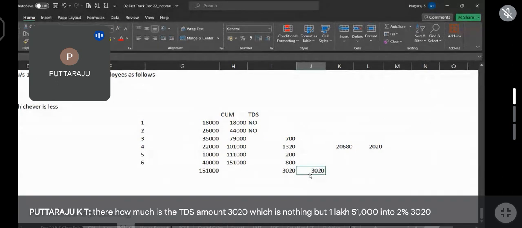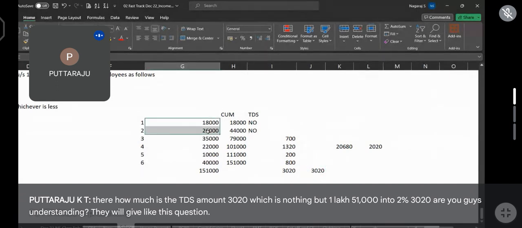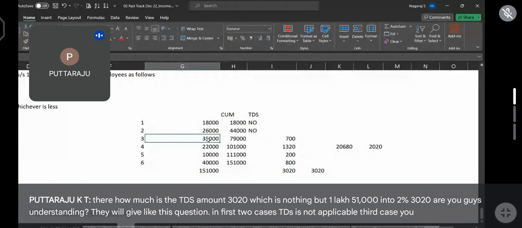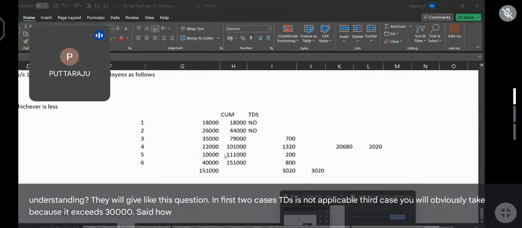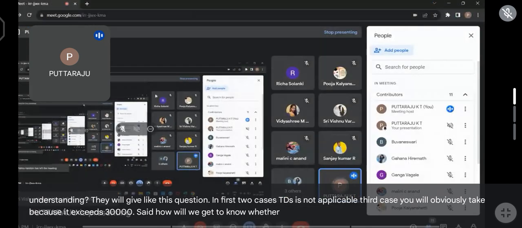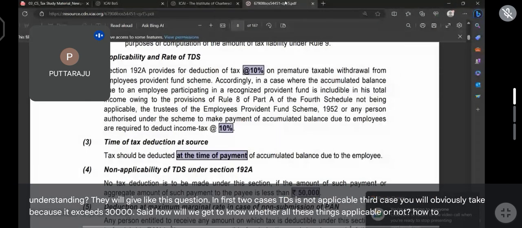Are you understanding? They will give a question like this. In the first two cases, TDS is not applicable. Third case, you will obviously deduct because it exceeds 30,000. Sir, how will we get to know whether all these things are applicable or not? How to understand?